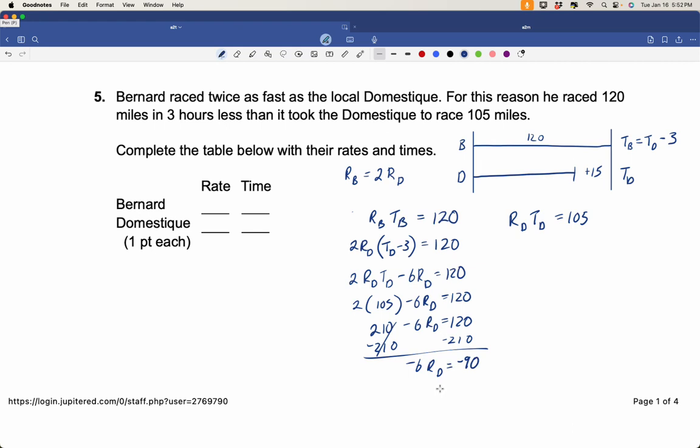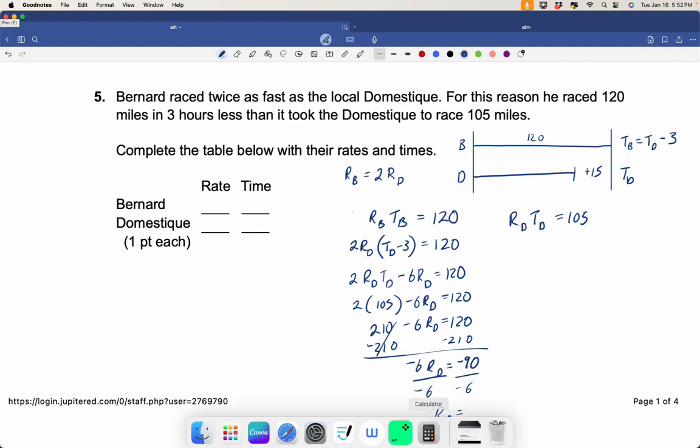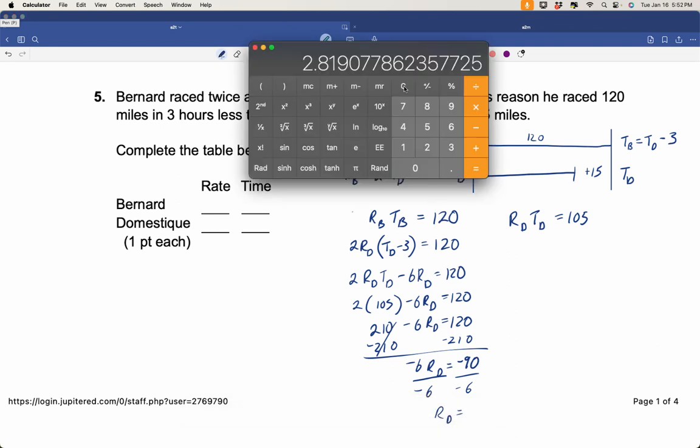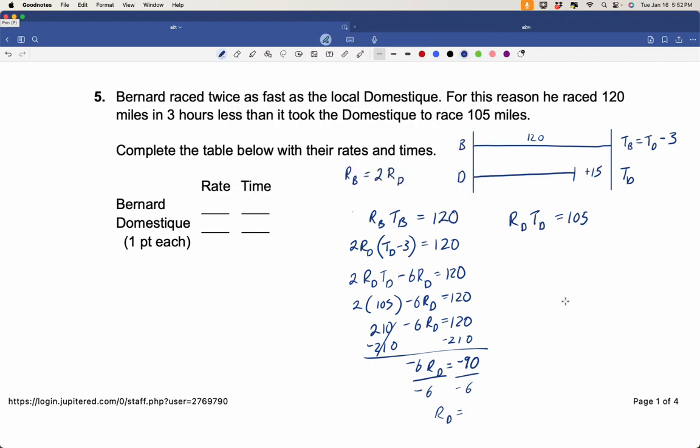Is that right? Yeah, that's right. So negative 90. So I can divide both sides by negative 6. And the rate of Domestique is equal to 15, I think. Let's see. 90 divided by 6 is 15. Okay, good. I'm not completely crazy. So the rate of Domestique is 15.